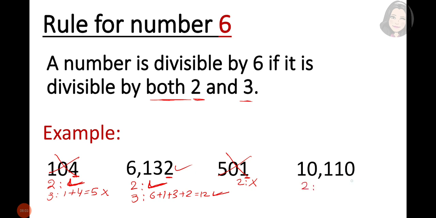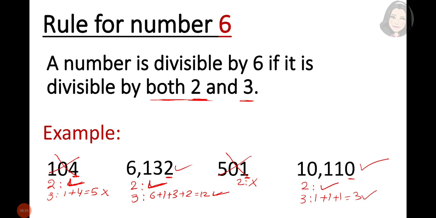10,110. Is this number divisible by 2? The last digit is a 0, which is an even number, so yes, it is divisible by 2. Is it divisible by 3? Add the digits without the zeros. 1 plus 1 plus 1 is going to be a 3. And 3 divided by 3 is a 1, remainder 0. So this number is also divisible by 3. Then definitely the number 10,110 is divisible by 6. So a number must be divisible by both by 2 and by 3.